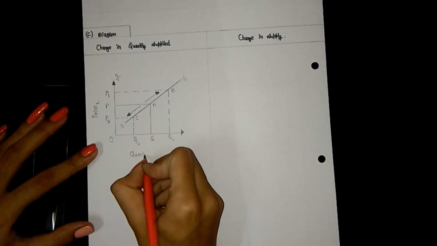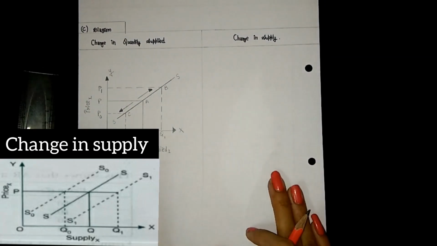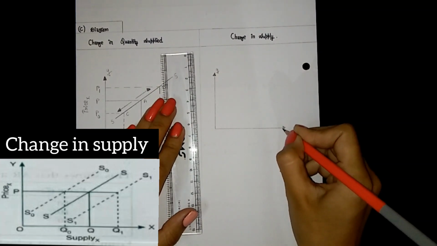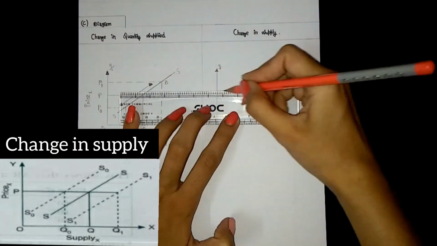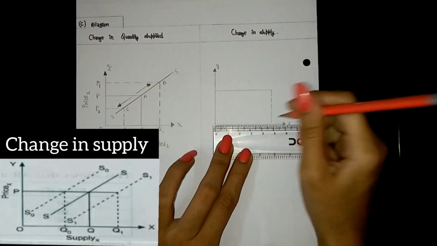So the next diagram is change in supply. Here is the picture given just on the side of your screen of change in supply. If it's not visible properly, you can see from this particular picture. You have to draw this only.